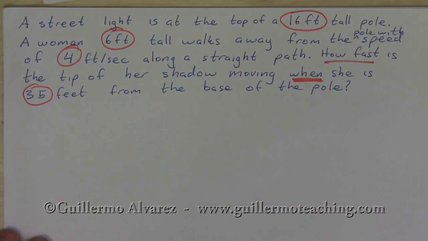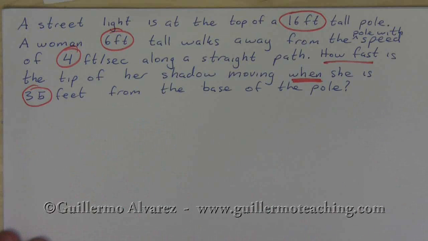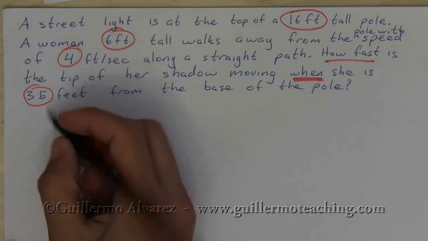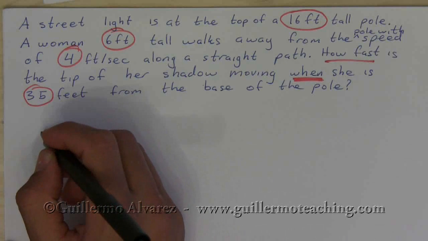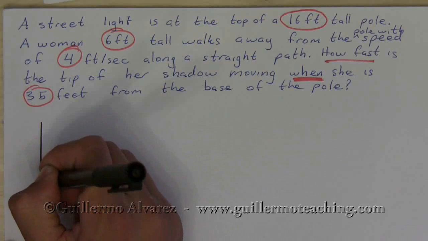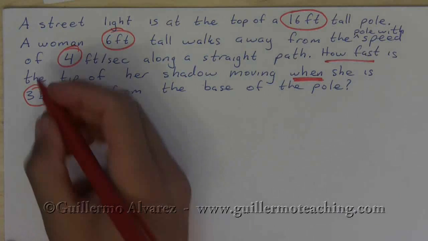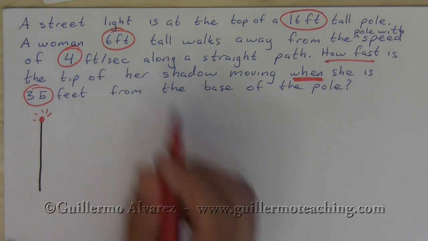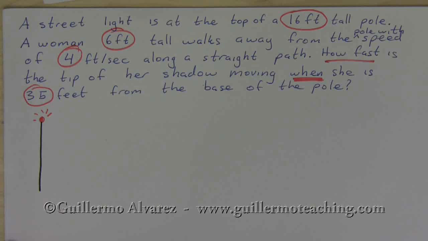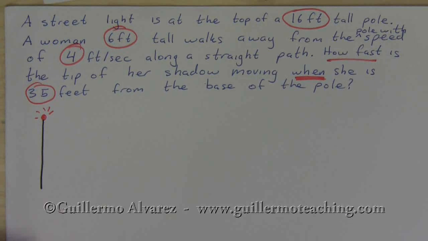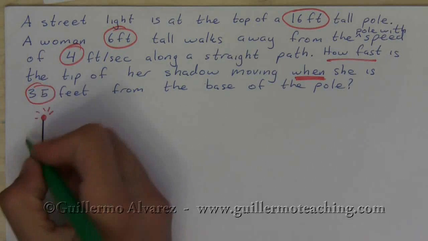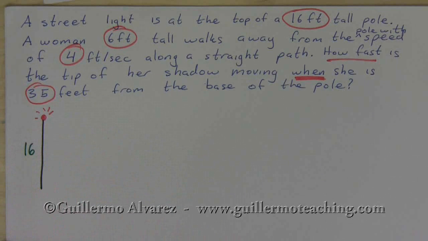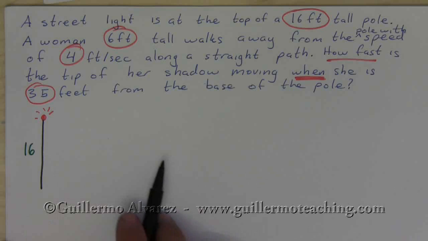Okay, so let's draw a little picture here to see what this looks like. We have a pole. Let's draw a pole right here. And a little light. And this is 16 feet. Now this is constant, so this is not going to change. So we can put the 16 there.